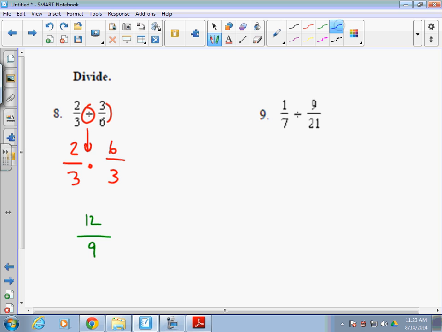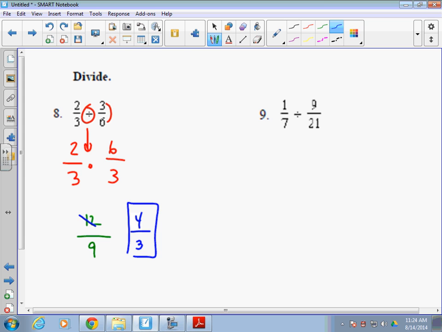The number 3 goes into both of them. It goes into 12 four times and into 9 three times. Again, this is an improper fraction, 4 over 3, but it is simplified. Remember, that's the same thing as 1 and 1/3, or 1.33 repeating.